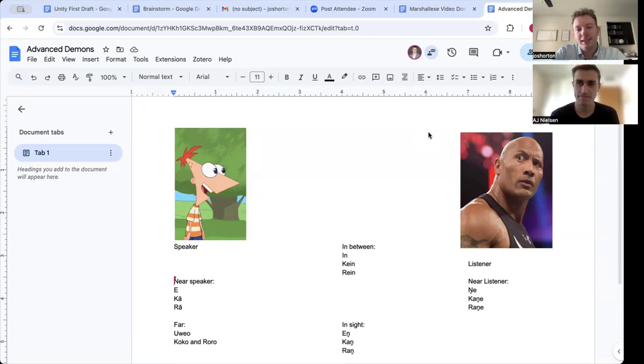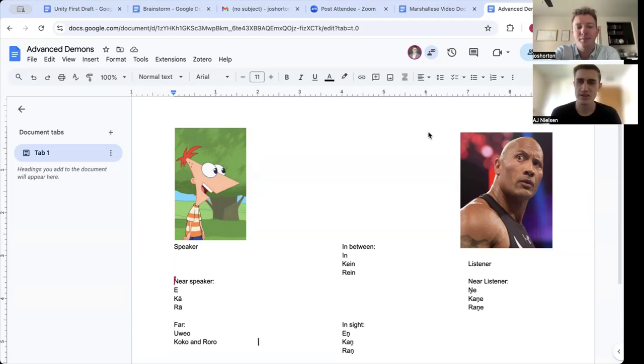So in Marshallese, everything we're talking about, whenever you have a conversation with anybody, is all about the relationship between the speaker and the listener. What I mean by that is where things are physically located in relation to where the speaker and the listener are. So here they are: near speaker, in between, near listener, in sight of both the speaker and the listener, or far away. So let's get into it.